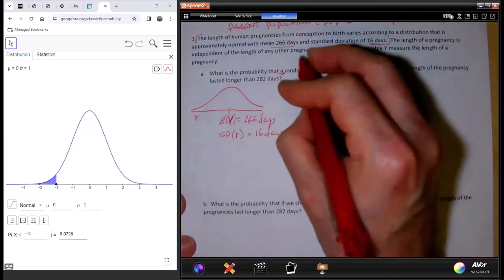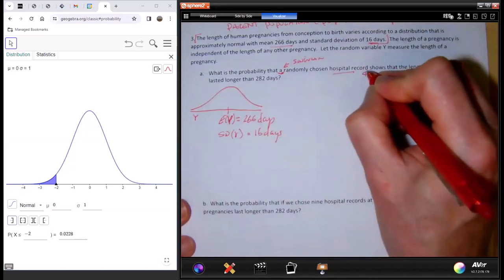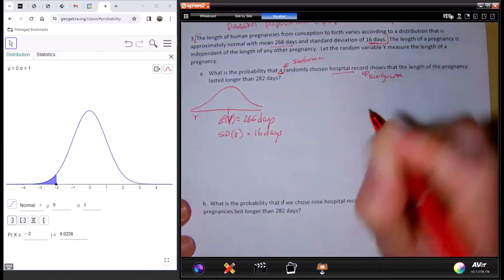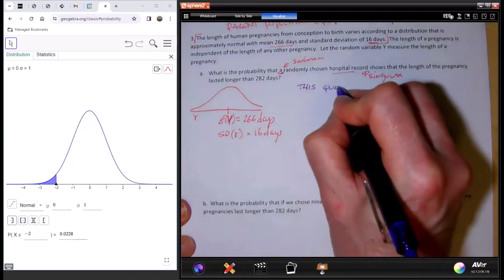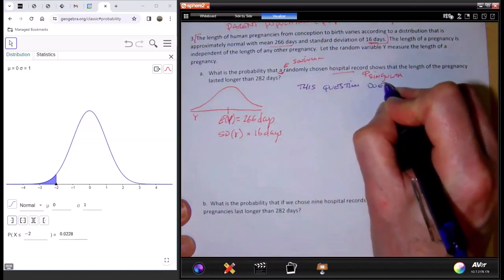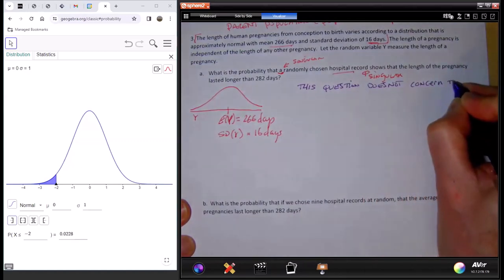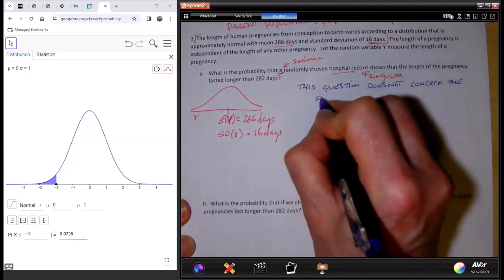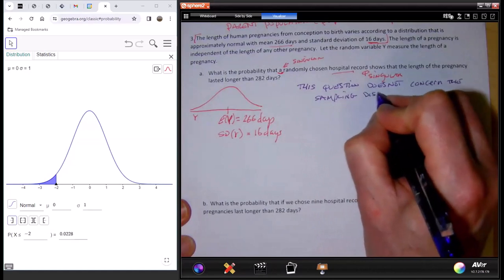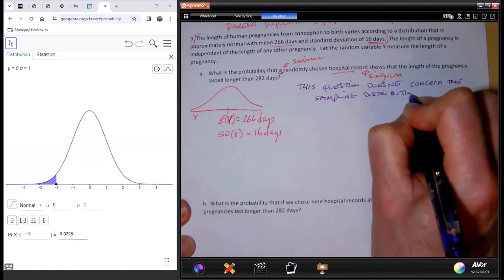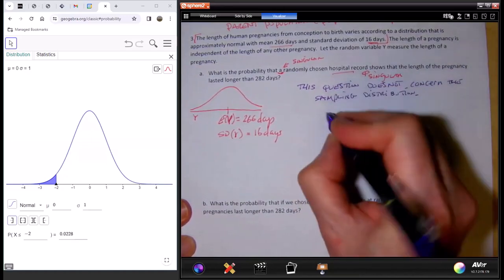So wait a minute. What's the sample size here? A random, a means singular. Record is, notice, singular. So what this says is this question does not concern the sampling distribution, because I am not summarizing anything. I'm only choosing one value, and it's kind of hard to summarize a single value. So my sample size is just 1.